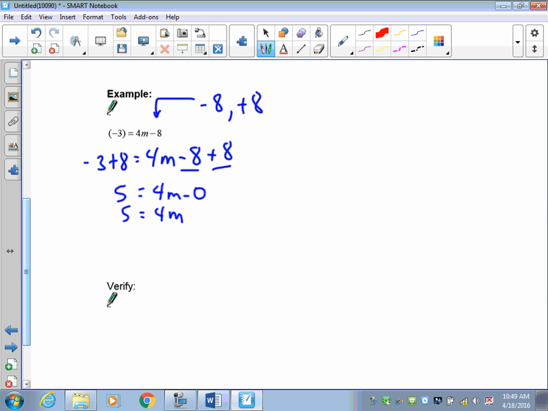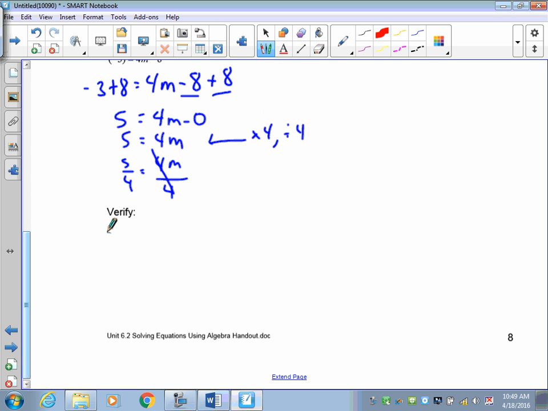Now, here I am multiplying by 4, so I've got to divide by 4. So 5 divided by 4 is equal to 4m divided by 4. These cancel, leaving you with 1m. And 5 divided by 4 is, you can leave it as a fraction, or if you want to have 1.25, you can leave it at that. So m is 1.25, 1 1/4.